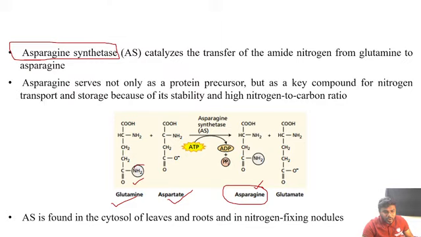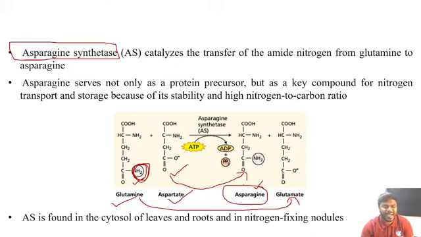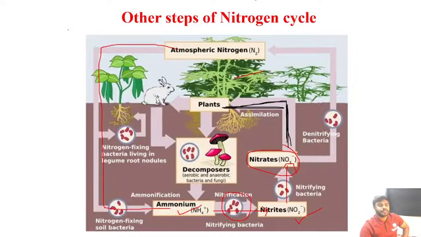And glutamine, upon donating this particular amine group, is converted into glutamate. Glutamine donates this amine group to the aspartate. Upon accepting the amine group, aspartate is converted into asparagine. Very simple. Glutamine donates the amine group, converted into glutamate. No need to remember. What I want you to remember, asparagine synthetase is the enzyme which is only involved in the synthesis of asparagine.